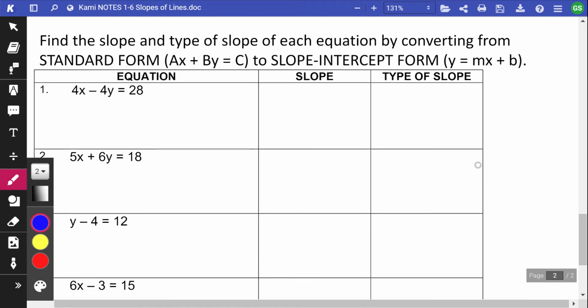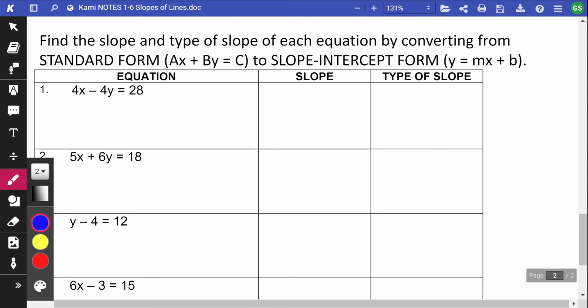All right, last couple of examples. It says find the slope and type of slope. That just means positive, negative, horizontal, that sort of thing. Find the type of slope of each equation by converting from standard form, ax plus by equals c, to slope-intercept form, and that's y equals mx plus b.